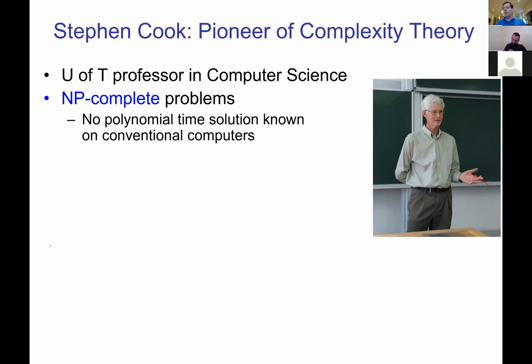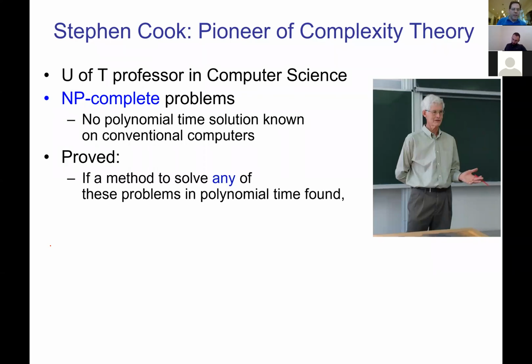And no polynomial time solution means for a problem of size n, there is nothing of order n to the k, not even n to the 10,000, not even n to the million, that bounds the compute time if n is big enough. So it means it's got to be at least exponential.